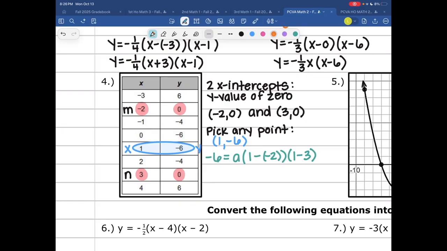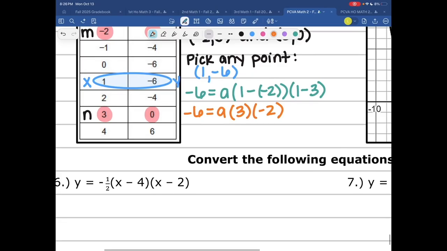And then we're going to solve. So negative 6 equals a times 3 and negative 2. All right, so when I look at this, I have negative 6 equals a times negative 6. And of course, if I divide that, that's going to equal a positive 1.